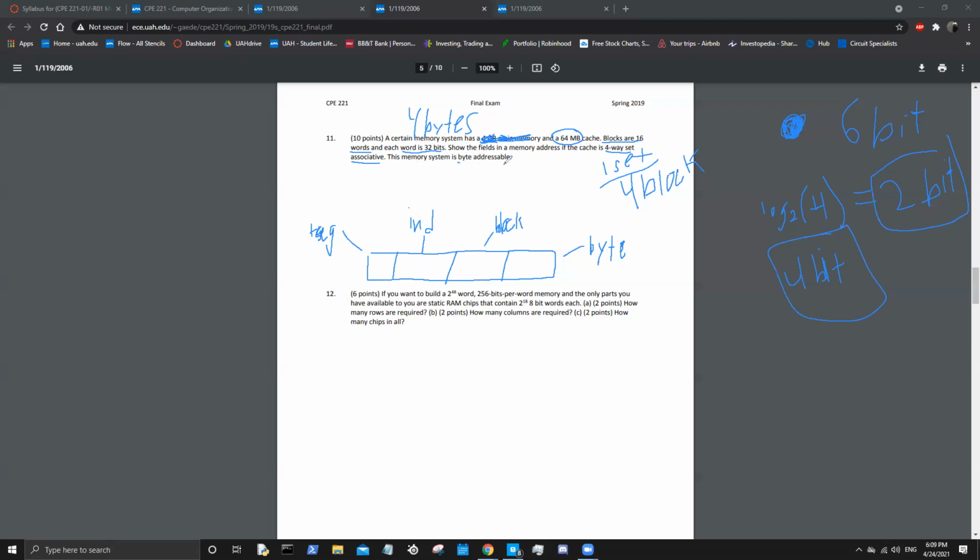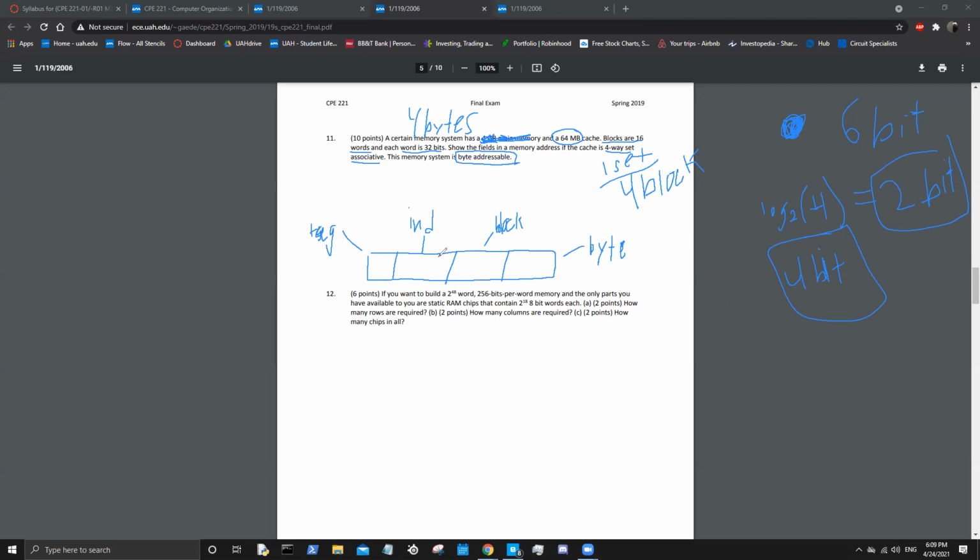It does say the memory system is byte addressable though, which is good to know, because if it were word addressable, we wouldn't have a byte offset, which is good to remember. If you're word addressable, that means that's the lowest level. So that's another keyword to remember, because if you're word addressable, that just means that you do not have a byte offset. So you start at the block offset. Because if you're word addressable, that means the word is the lowest level of abstraction in your address. So you can't select within a word. You can only select between them.